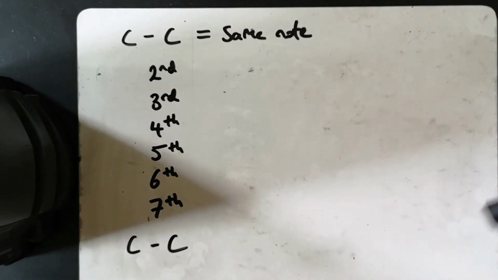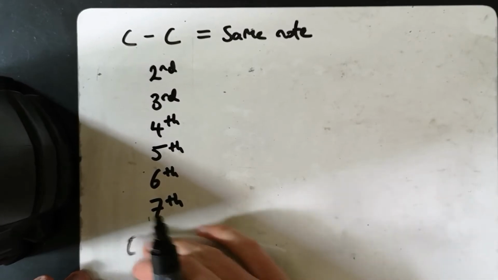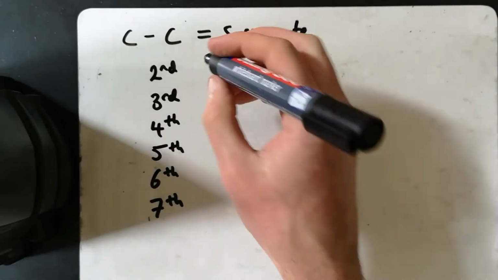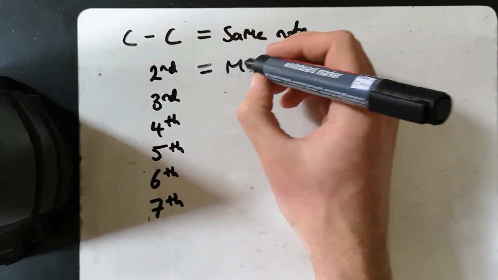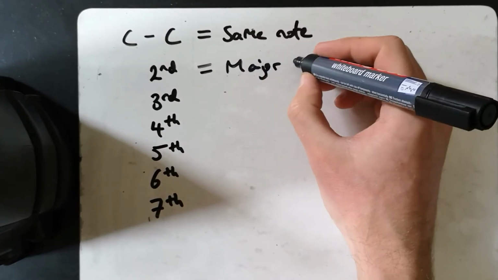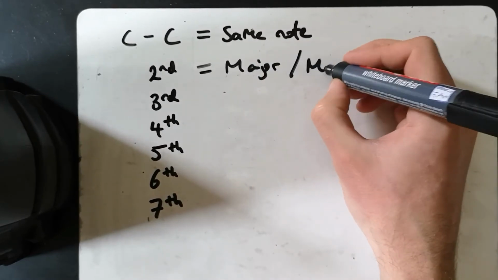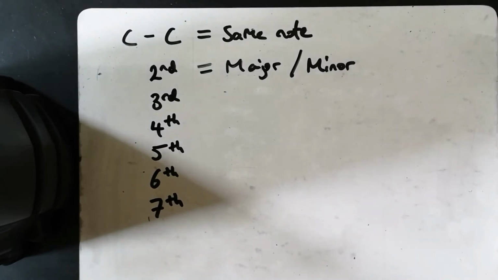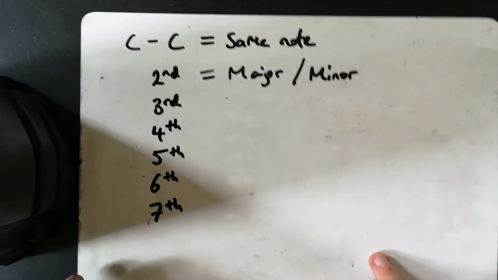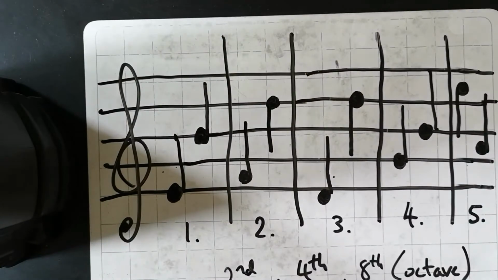Now, a second can either be a major second or a minor second. And it depends on the distance between the 2 notes. So let's take C and D. Let's switch back to my stave. Let's do it on here. So let's rub this out.